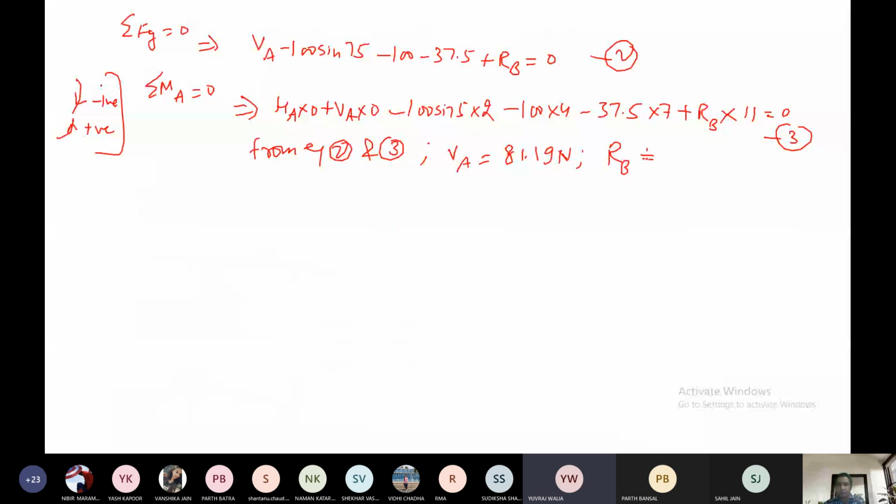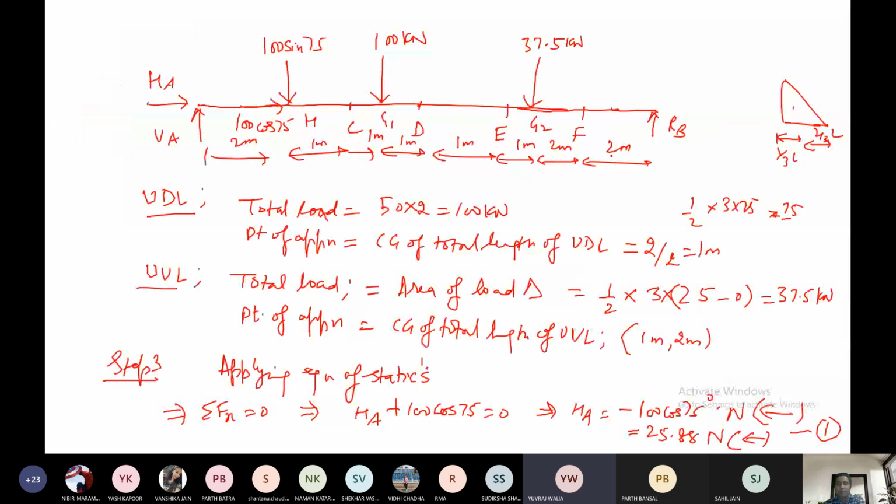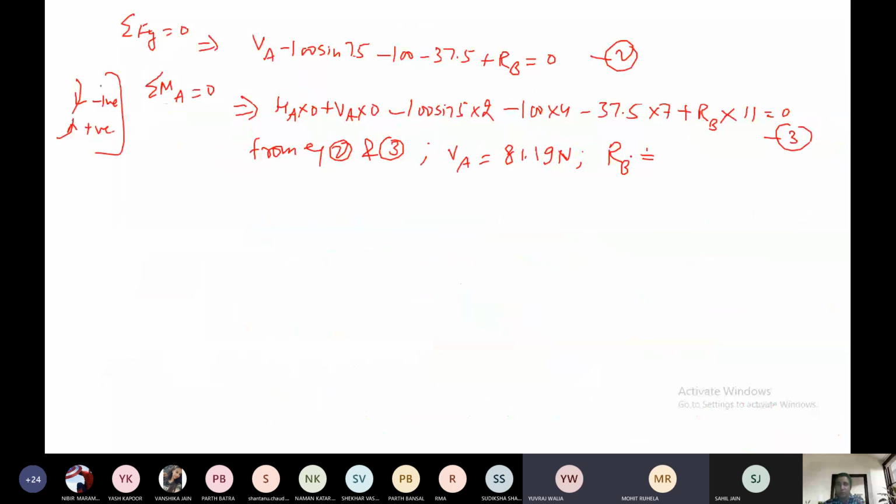The resultant. So you want VA? I want RB, this one. RB. Sir, RB 30.06. Mine is coming 85.214 and 32.18. Check the answer once again. Both are positive. Yes, sir. So both are positive and the direction will be upward.